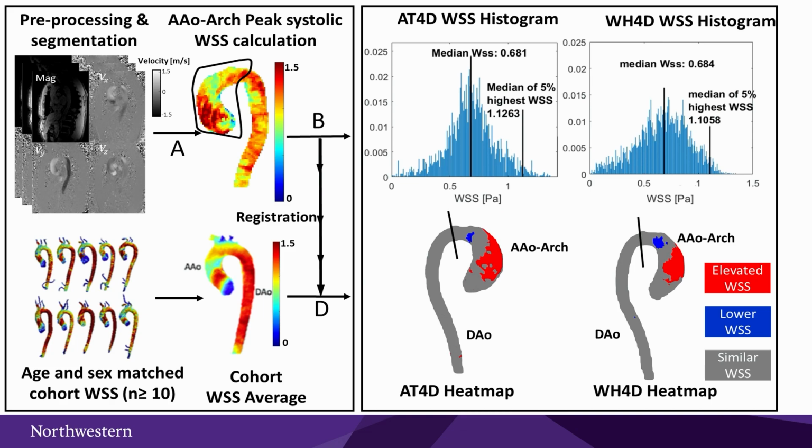Next, for the BAV patients only, we registered the segmented aortas onto a wall shear stress average cohort of at least 10 age and sex matched control subjects, and in the bottom right we derived a heat map, which is a geographical kind of depiction of the areas of elevated, similar or lower wall shear stress, and this is according to the calculation of that outside 2 standard deviations of the control that it's abnormal.